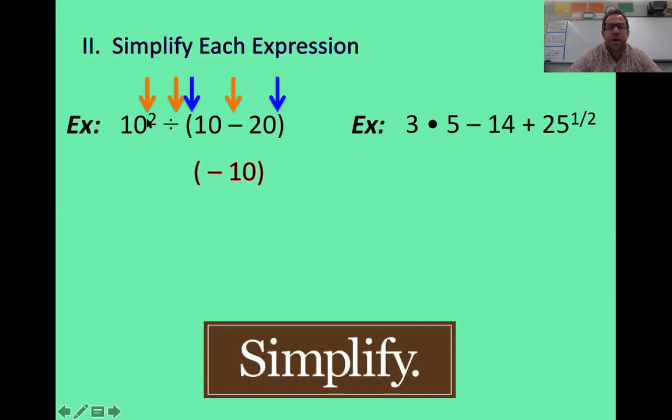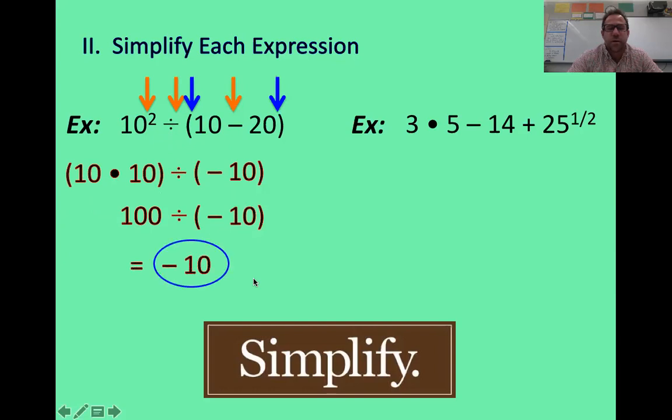Now, let's come over here and do exponents. When we have a number to the second power, you guys remember your exponents? Might be a little rusty on that. A number to the second power means this base number times itself. So that would be 10 times 10, and you know 10 times 10 is 100. Then we're going to bring this division down. So we've got 10 times 10 is 100, and then we want to divide by negative 10. So this is a positive divided by a negative, so our final answer is negative 10.